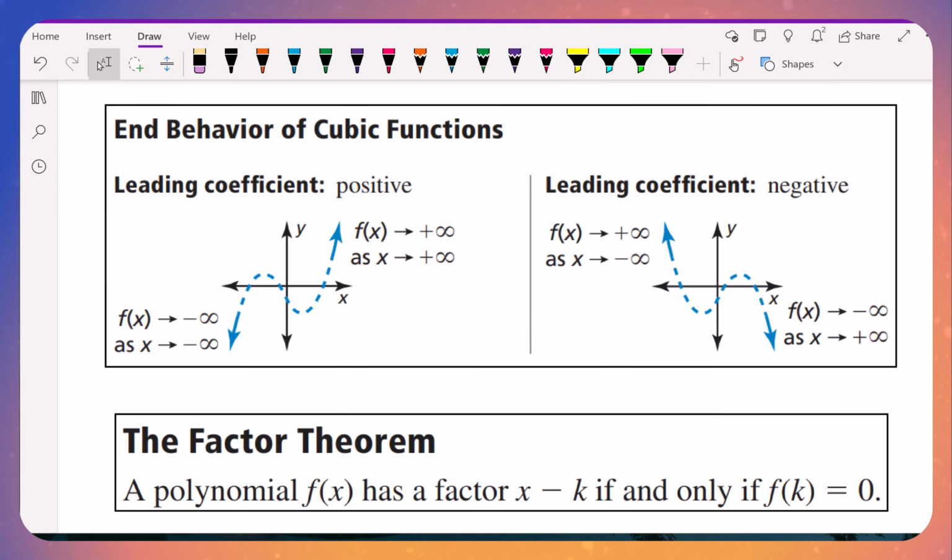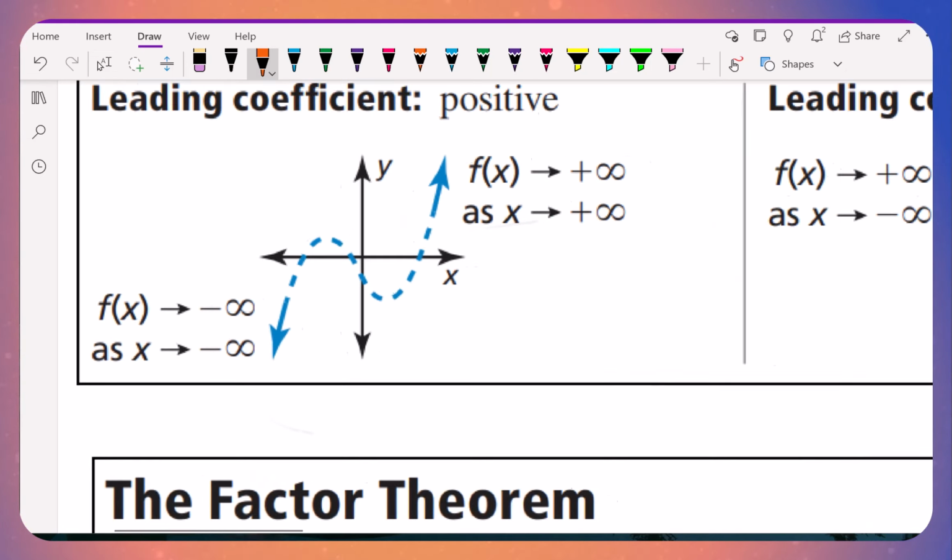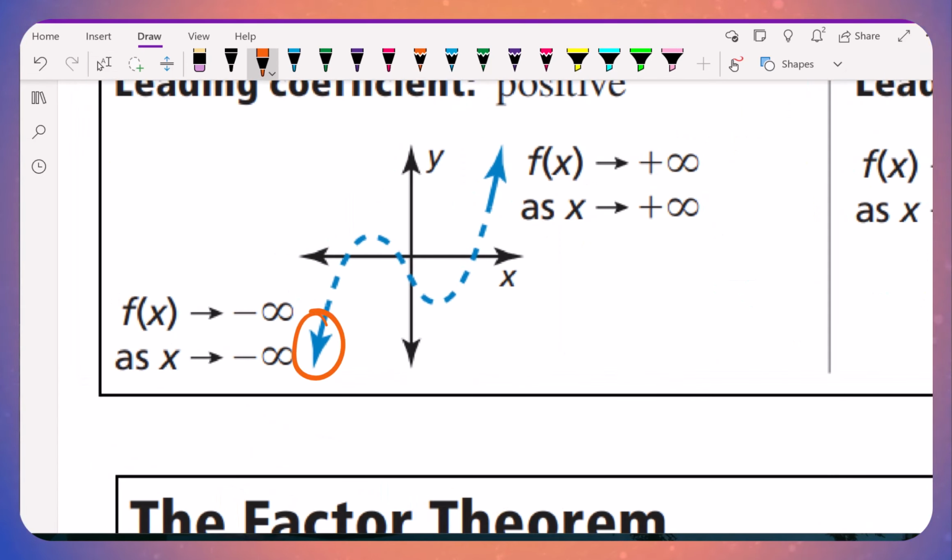Something that they could ask you about on the end of course is end behavior of any function, but let's talk about cubic functions in particular. So if you wanted to write the end behavior of a cubic function, what you would do is focus on the end points. So this one doesn't actually stop. It keeps going forever in either direction. So if you look at this notation right here, it says x approaches negative infinity. That means to the left.